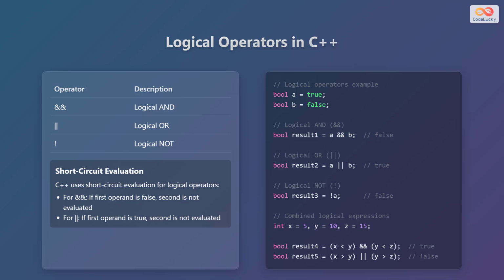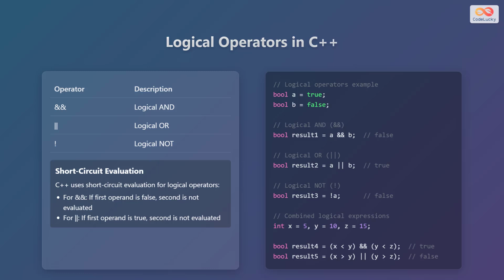C++ uses short-circuit evaluation for logical operators. For AND, if the first operand is false, the second operand is not evaluated because the result will be false regardless. For OR, if the first operand is true, the second operand is not evaluated because the result will be true regardless. Let's look at an example.